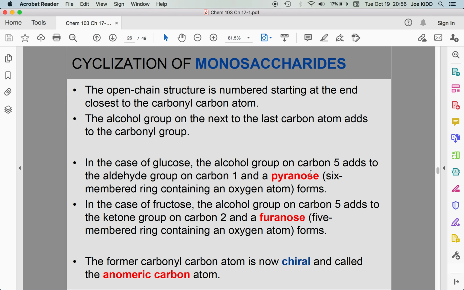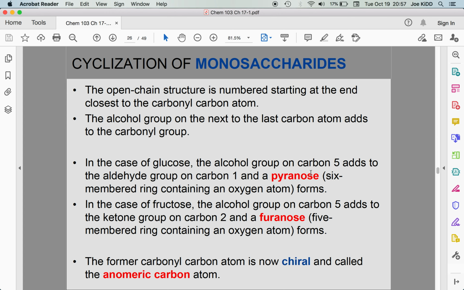So we will always name or number the monosaccharide in its linear form, starting with the carbonyl carbon. The alcohol group on the next to last carbon atom is added to that carbonyl group. In the case of glucose, the alcohol group on the 5-carbon adds to the aldehyde group on the 1-carbon, and the pyranose ring, or a 6-membered ring, is formed.